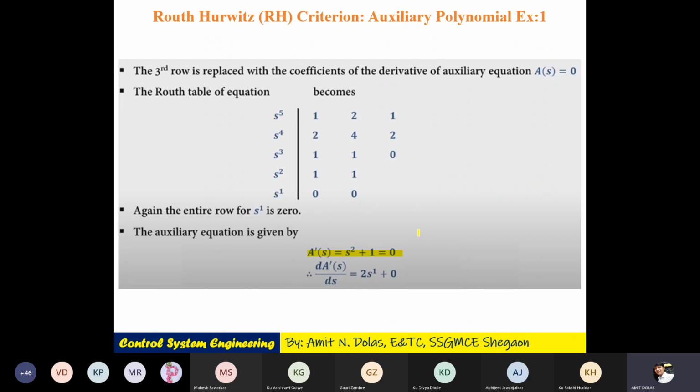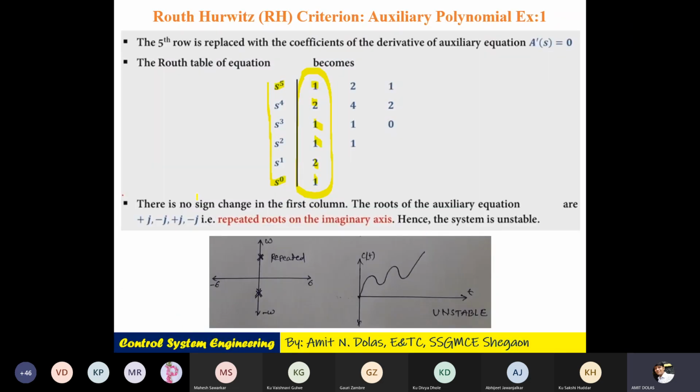And here for this also you will get the poles. s square plus 1 is equal to 0. That will be s square is equal to minus 1, so plus minus j will be the answer. If you calculate the poles, we'll see in another example how to calculate. There is no sign change in the first column. The roots of the auxiliary equations are plus j and minus j. This one has been taken out directly, so we'll calculate plus j and minus j later on. That is a repeated root on the imaginary axis.